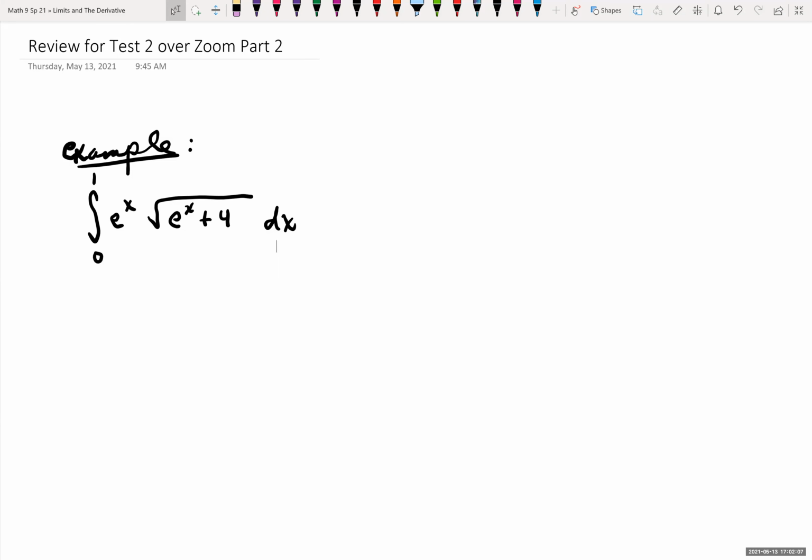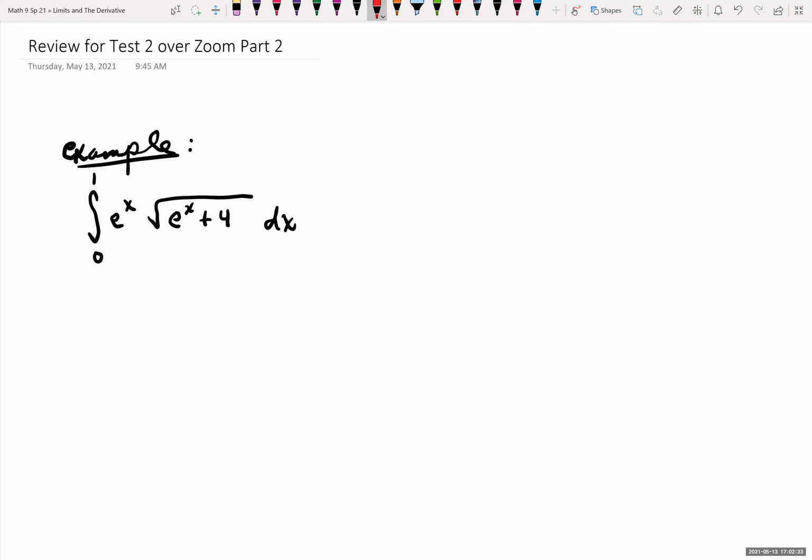And so here's an example of a definite integral from 0 to 1 of the integrand, which is e to the x times the square root underneath that radical. The radicand is e to the x plus 4, and then we have dx. So we don't know how to take the antiderivative of a square root that has more than one term, or just not x under there.